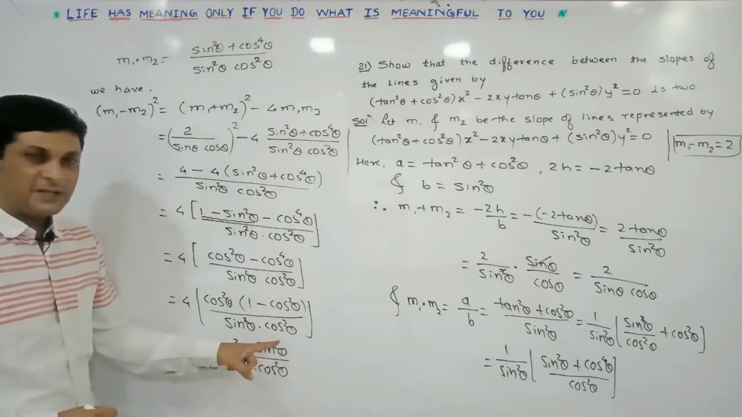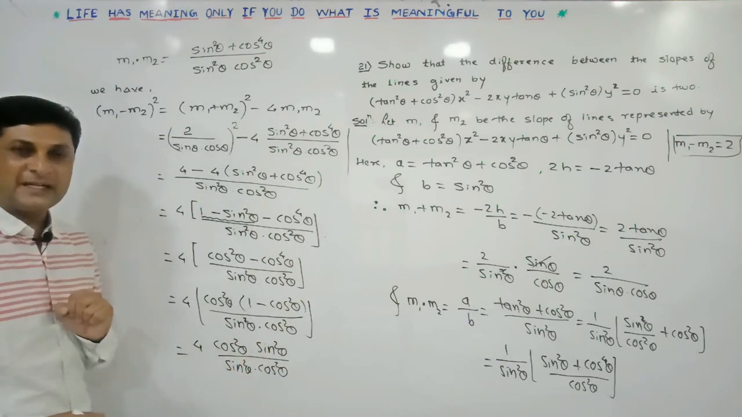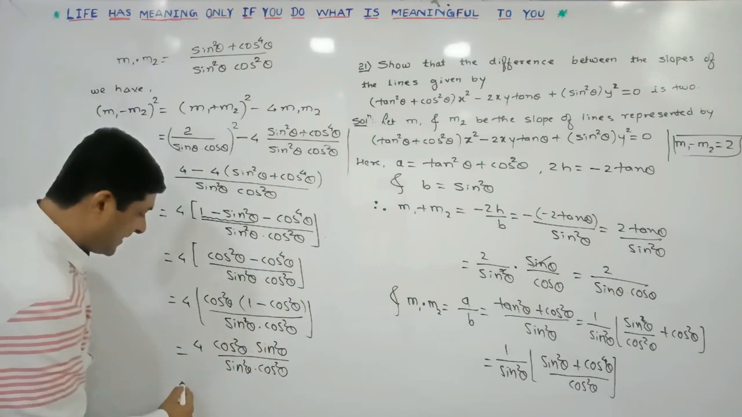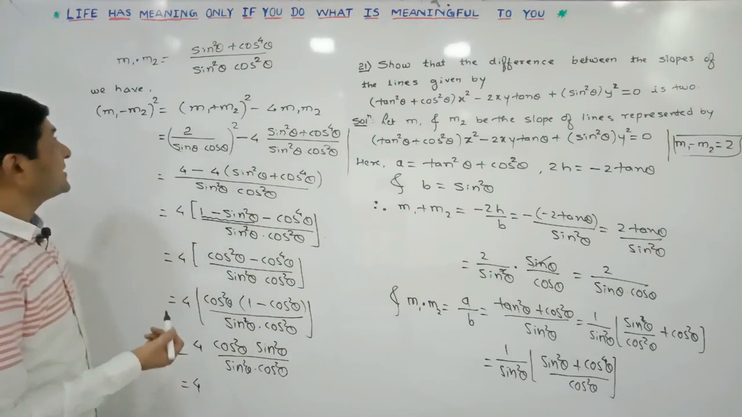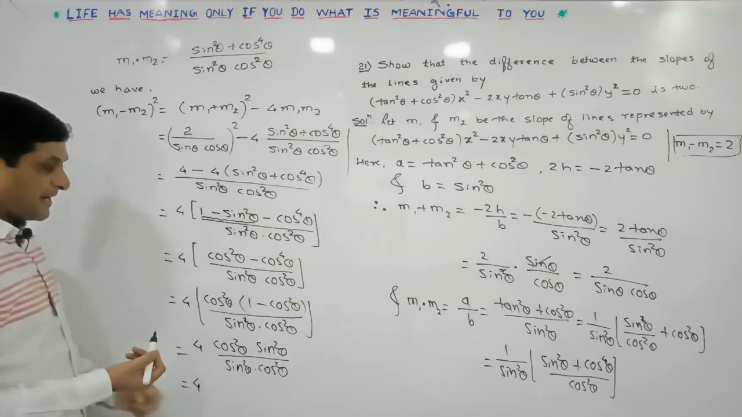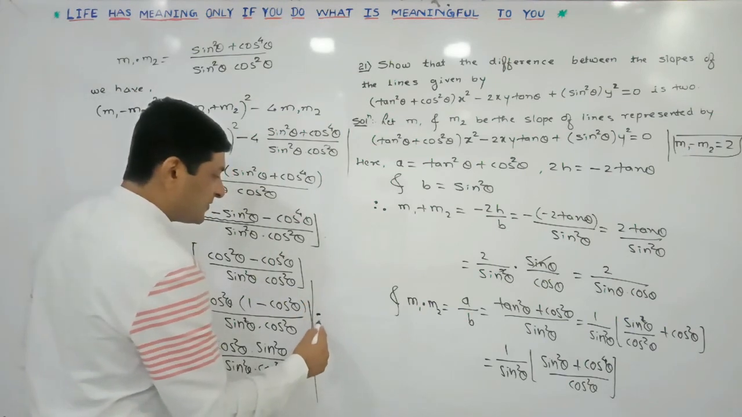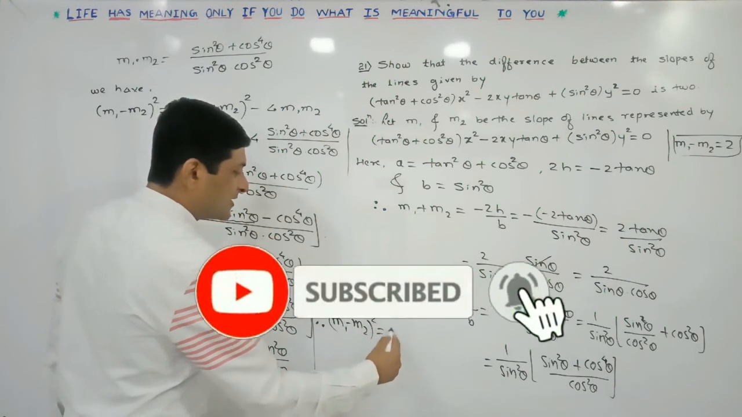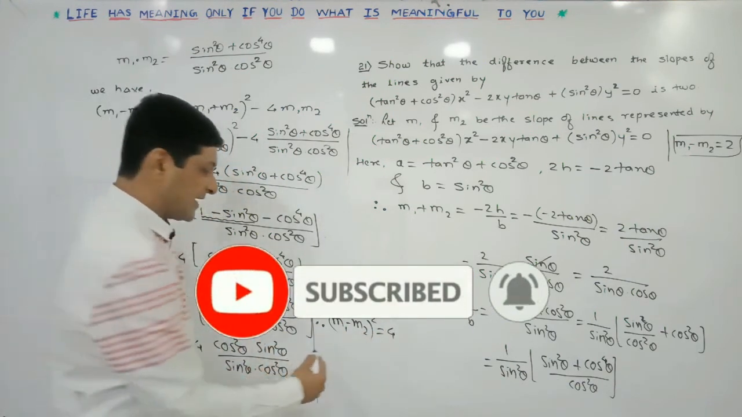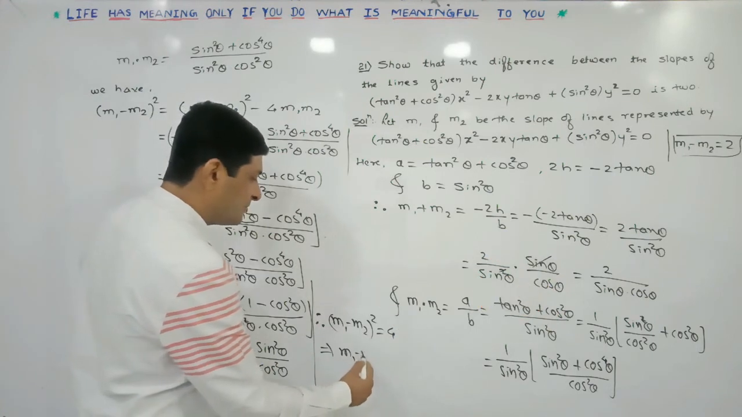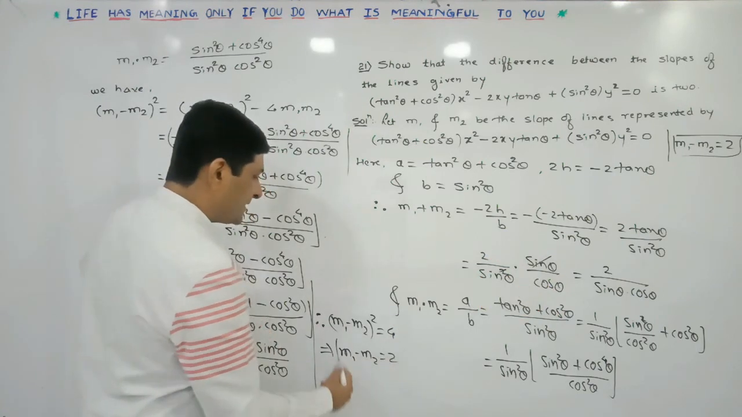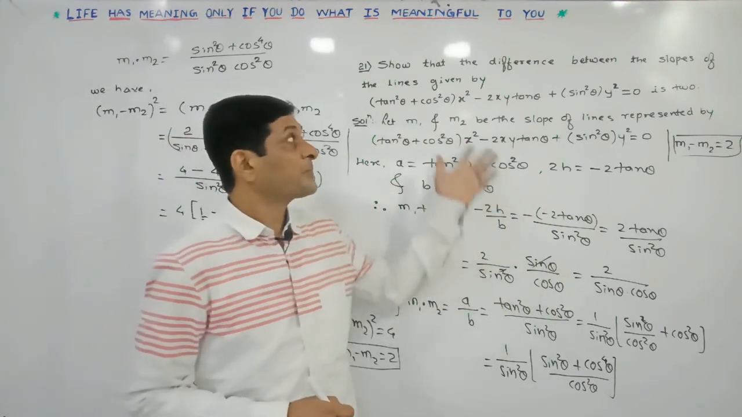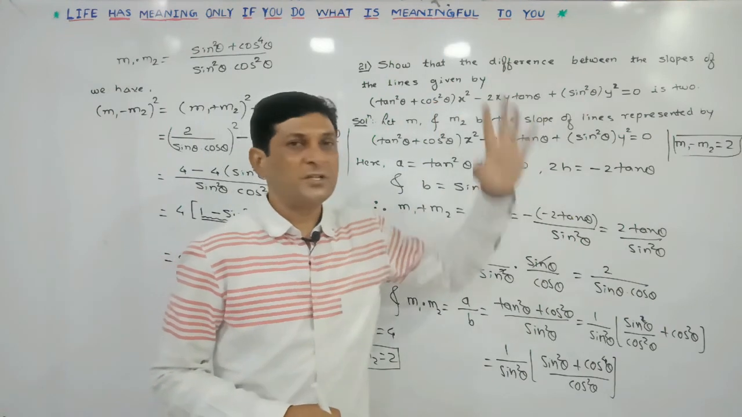Now easily we can observe that this sine square theta will get cancelled, and cos square theta will also get cancelled, and therefore the remaining term will be equal to 4. What result have we got here? (m1 minus m2) whole square is equal to 4. If we take square root on both sides, it implies that m1 minus m2 will be equal to 2. And this is the result which we have to prove here. We have to prove that the difference between the slopes of the lines represented by this equation is 2.